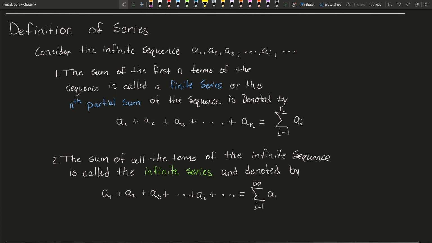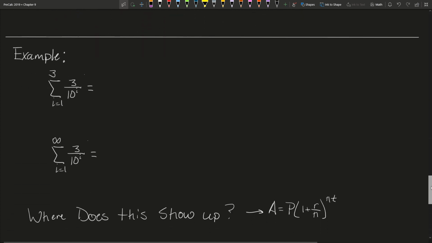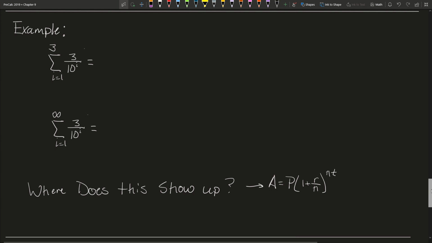All right, so I want to do one example of an infinite series or an infinite sum. So I have this top example. This is a finite series, and the bottom one is an infinite series. But in order to kind of understand the bottom one, we can do the top one first. All right. So this is saying to take the sum of 3 over 10 to some power from the first power all the way to the third.